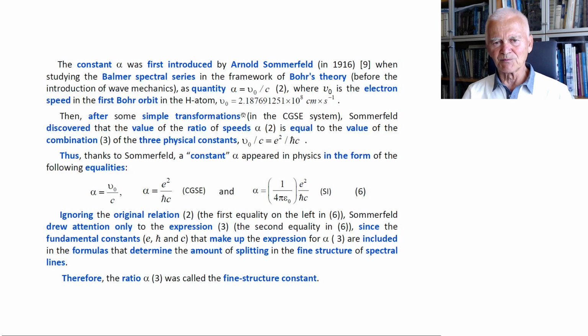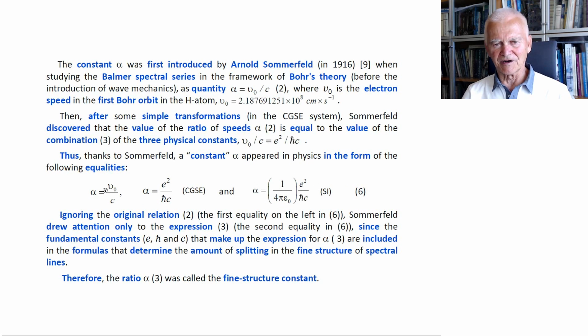Then, after some simple transformation in the CGSE system, Sommerfeld discovered that the value of the ratio of speeds alpha, this value, is equal to the value of the combination of three fundamental constants. So, thanks to Sommerfeld, the constant alpha appeared in physics in the form of the following equation: this one in the CGS system, and this in the SI system.